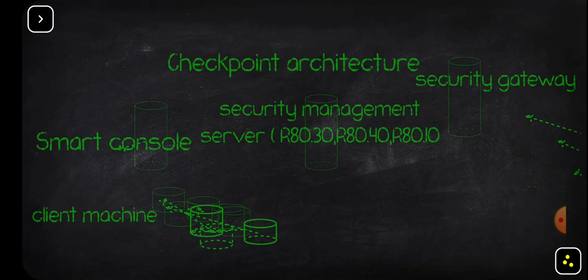So basically the checkpoint architecture is, the first step is we need to install the smart console, like R80.30 or R80.40, in our client machine. Once we log into the smart console, we can access the security management server. The first step is we need to open the smart console in the client machine, and then access the security management server from the smart console. So this is the smart console and the security management server.